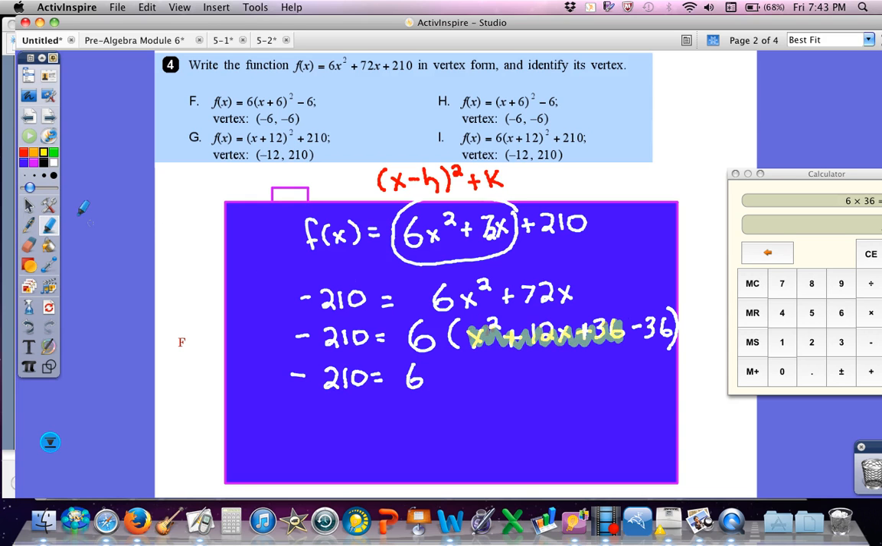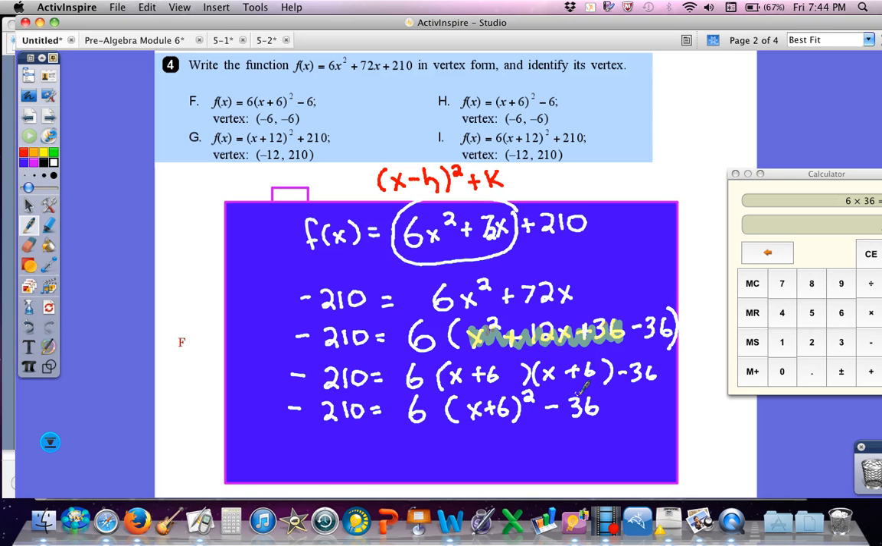I'm going to leave that negative 36 alone for right now. I'm going to use this part here, basically FOIL. x plus 6 times x plus 6, correct? That'd be x squared plus 6x plus 6x is 12x. And 6 times 6 is 36. I know I have that negative 36 there hanging on. We'll get to that. So negative 210 equals 6 times (x plus 6) squared, okay, minus 36.